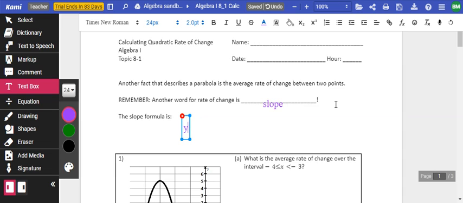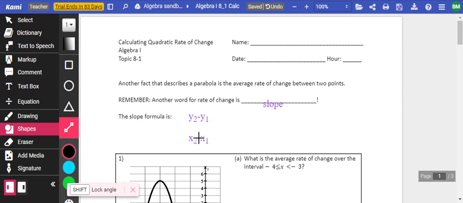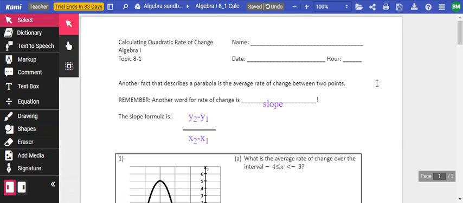The slope formula is y2 minus y1 all over x2 minus x1. And I am going to put a line in between these to show that it's dividing. Okay. I don't know why it won't let me do that, but it won't.